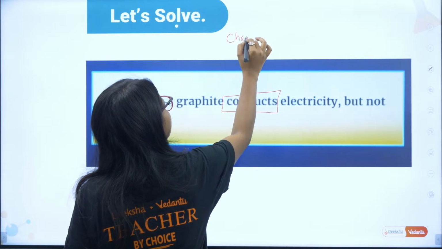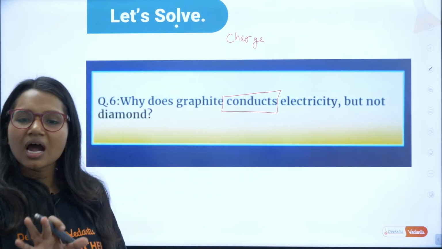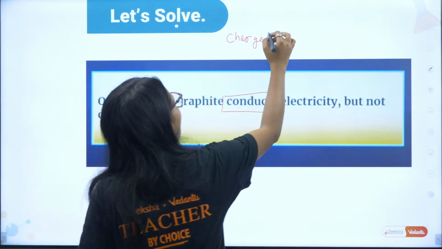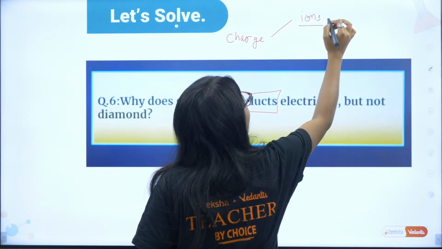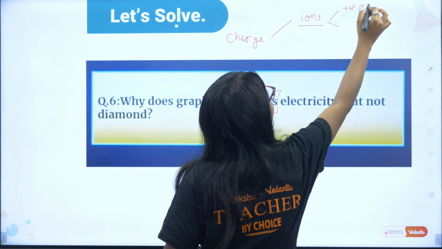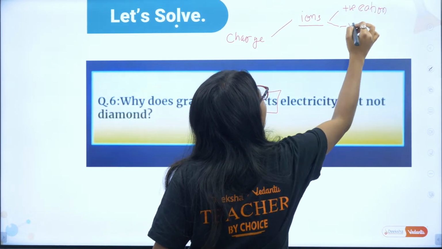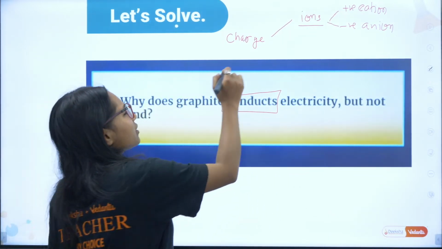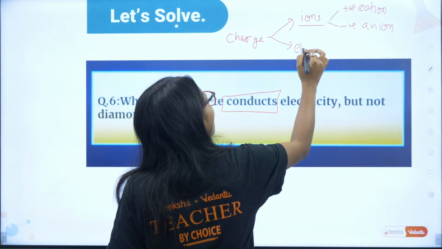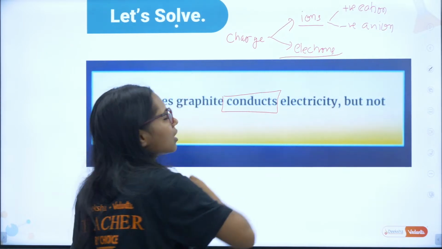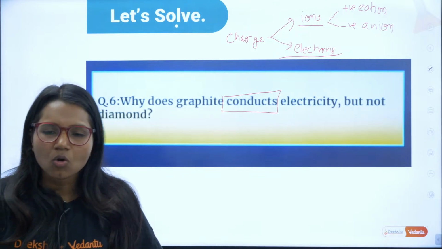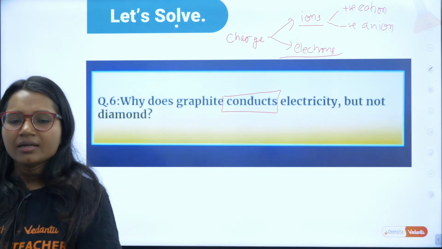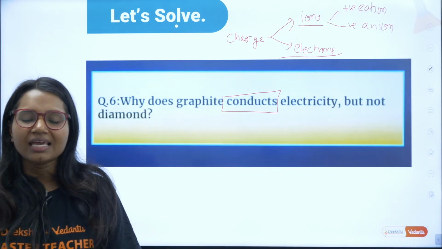There should be charge. Anything which has charge will conduct electricity. Okay. Charge can be on ions. Ions means positive charge, cation, you know this, right? And negative charge, anion. Yes? Another thing is electrons. What is the charge over electrons? My dear students, do let me know in the comment box, what is the charge over an electron? Tell me, what is the charge over an electron, guys?